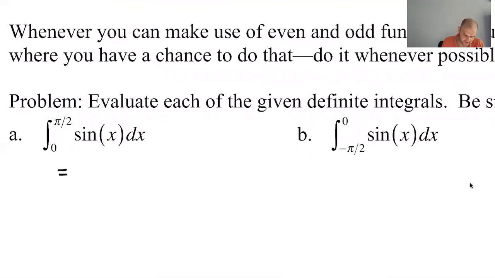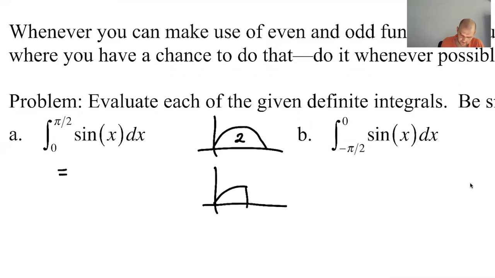I'm going to actually do this one, but I think the answer is just going to be 1, because when we did sine from 0 to pi, we got 2. So if I go 0 to pi over 2, it should just be 1. It should just be half of that. So this is negative cosine from 0 to pi over 2. Work smarter, not harder.